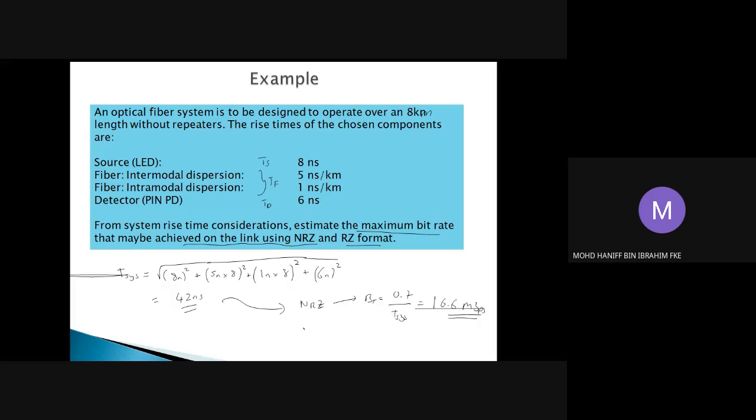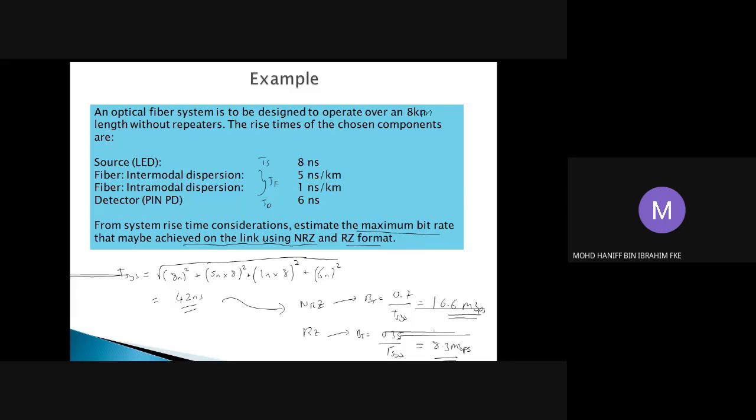Whereas if you're using the RZ line encoding, your bit rate will be 0.35 divided by the system rise time, and by calculating this, we get that the bit rate will be 8.3 megabit per second. So NRZ will have a higher bit rate as compared to RZ. Hopefully you understand these questions, the example here.